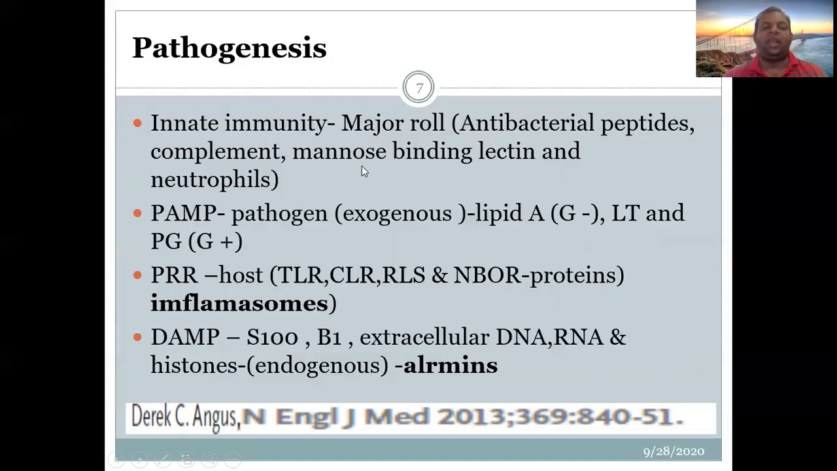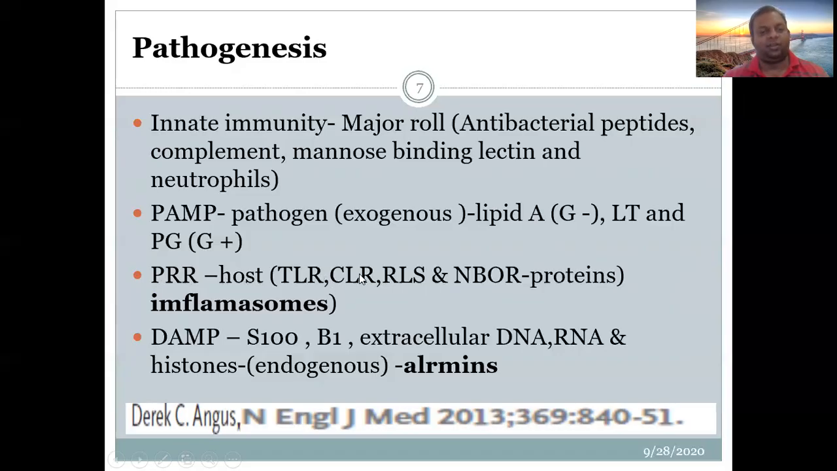But with the activity, there are pathogen associated molecular patterns, with lipid A in gram negatives, and peptidoglycans and lipoteichoic acid in gram positive cell walls. Then there are pattern recognition receptors in the host.